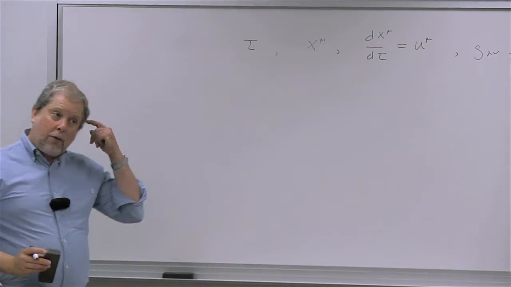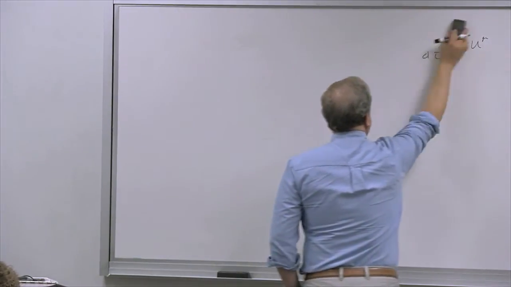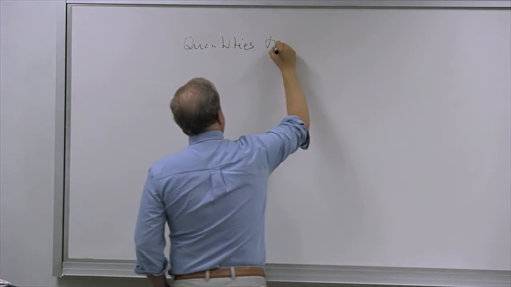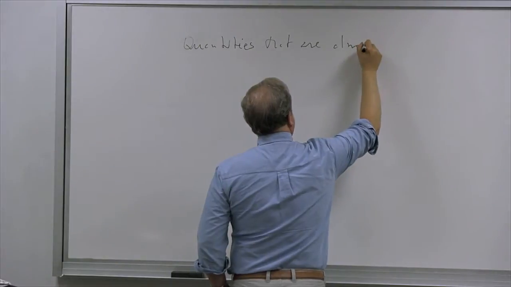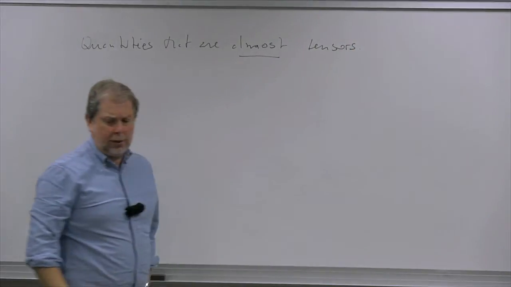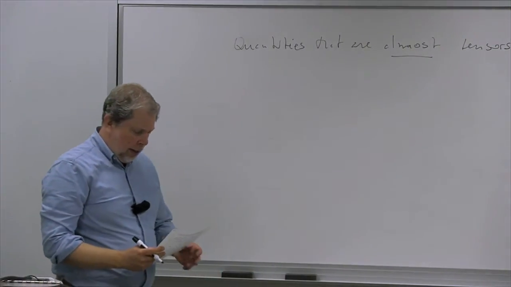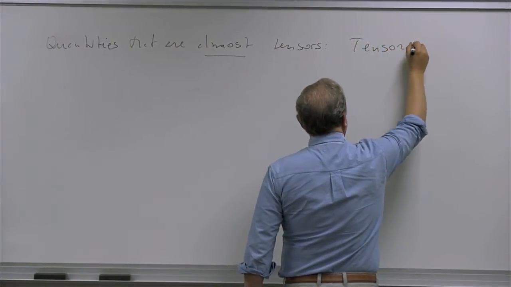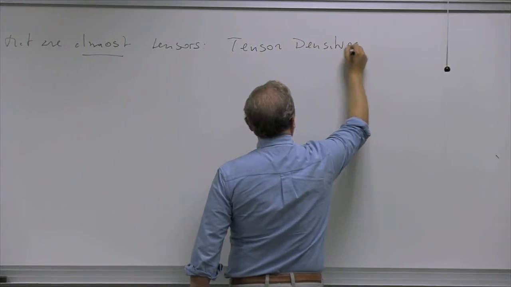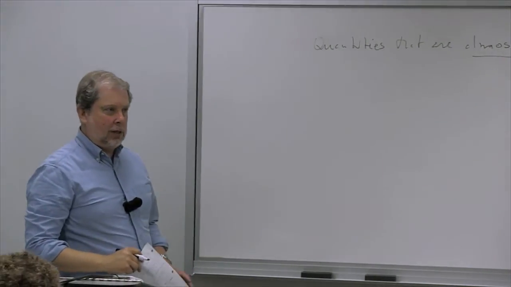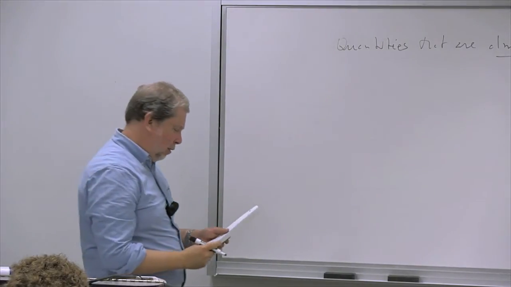Now, there are a number of quantities that are not tensors. So quantities that are almost tensors, and there are some important examples of that which will be useful later on. Those are called tensor densities. They almost transform like a tensor, but there's an extra piece. But the extra piece is sufficiently simple that they're very close to tensors.